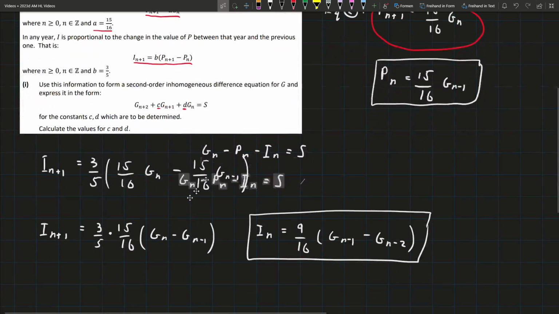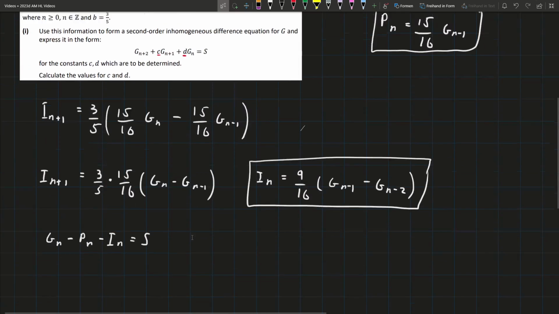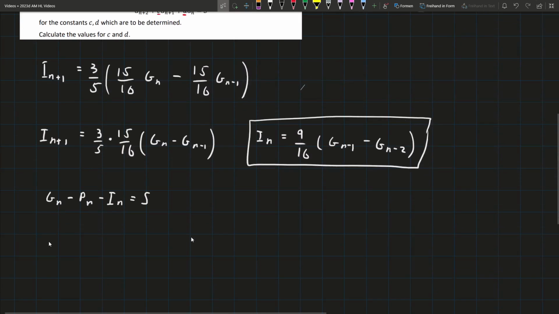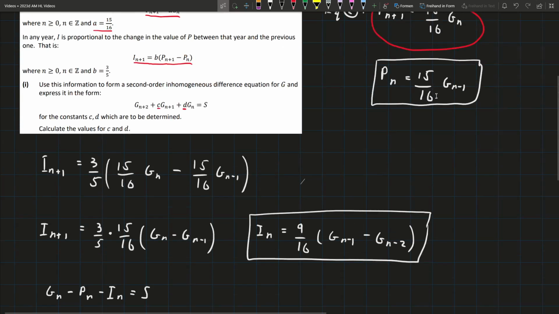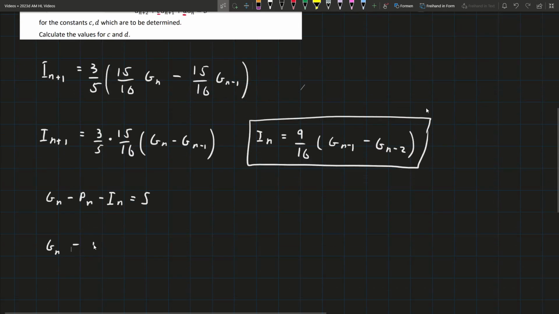So I'll copy this down. So finally, we will have that Gn minus Pn, which is 15 over 16 Gn minus 1. So we'll have 15 over 16 Gn minus 1 minus, and then we're going to have the In, which is this big thing. So we'll have 9 over 16.